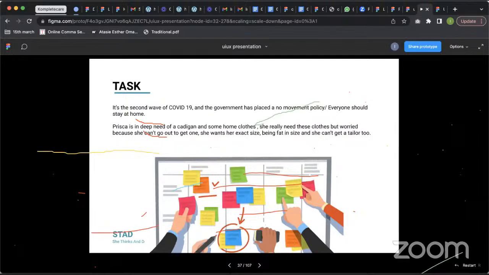So I want you to listen very well. We're going to use that stuff to solve this problem. Use design thinking to solve this problem. It's the second wave of COVID-19, God forbid. I'm not going to have COVID-19 in this life ever again, in Jesus' name. And the government has placed a no movement policy, so everybody should stay at home.